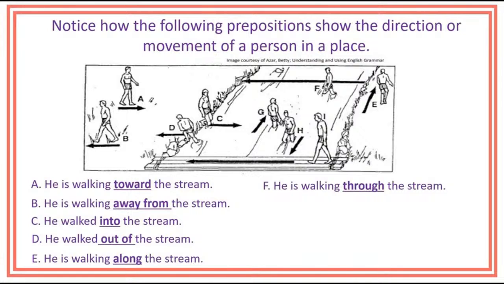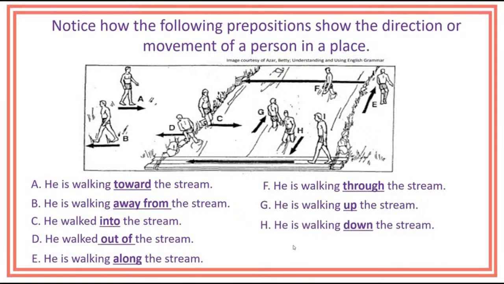Person F, he is walking through the stream. Person G, he is walking up the stream. Person H, he is walking down the stream. And person I, he is walking across the stream.